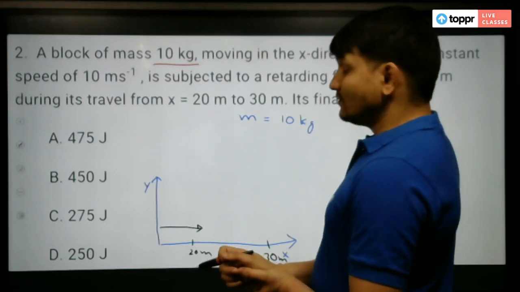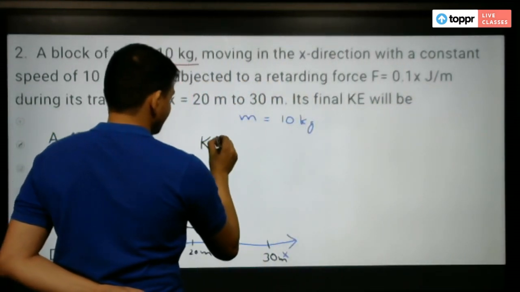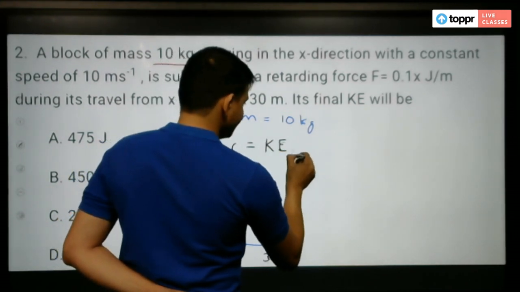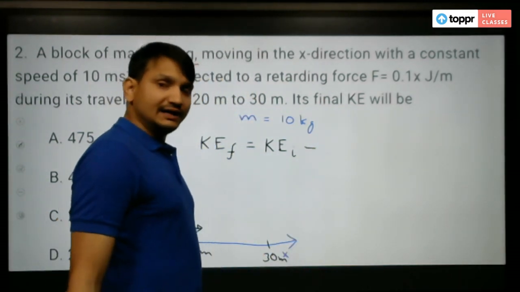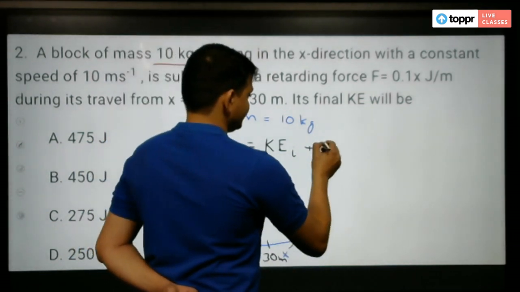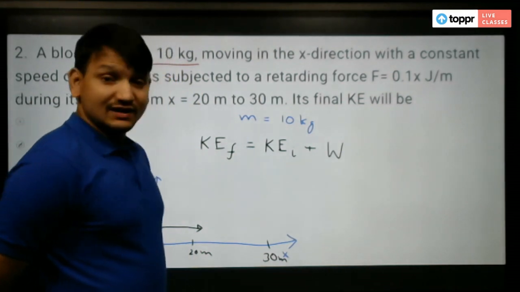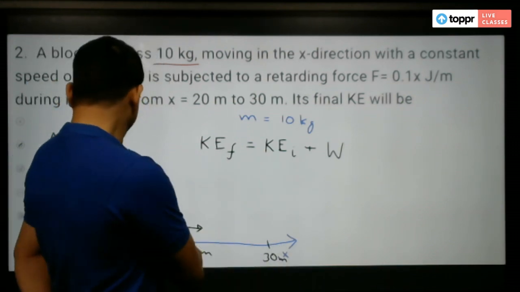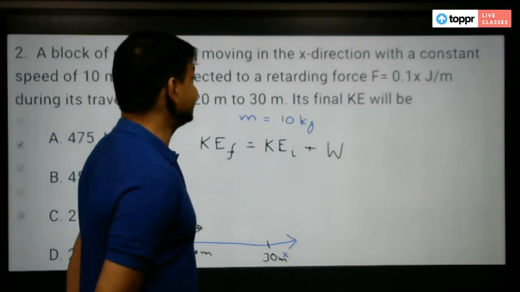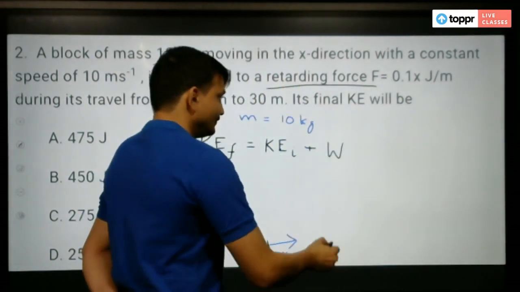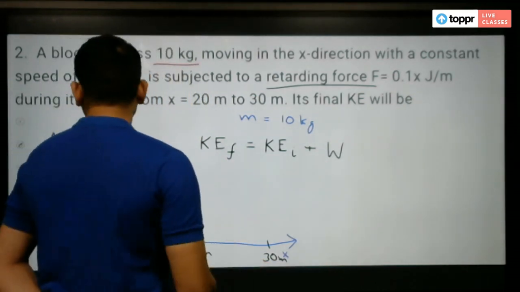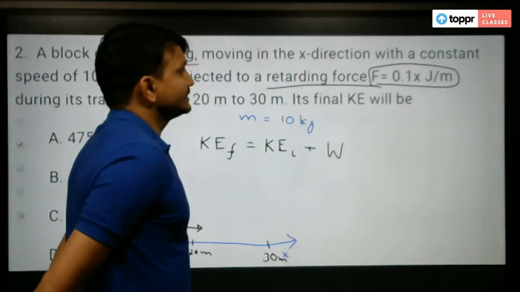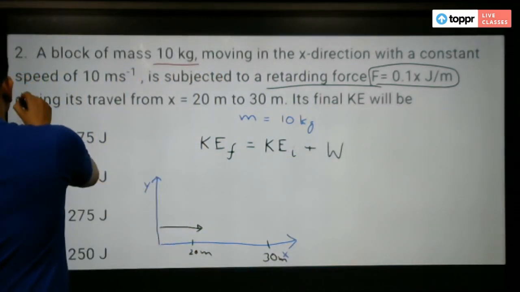So kinetic energy final is equal to kinetic energy initial subtracted by or added with the work done. So work is done on this block of mass 10 kg, but it's not to make it move faster, but to make it move slower. That is a retarding force here. So that means our work would be a negative quantity here. So first let's find out what that work is. Let's memorize what we have here. Our force is 0.1x. So let's try and work it out.